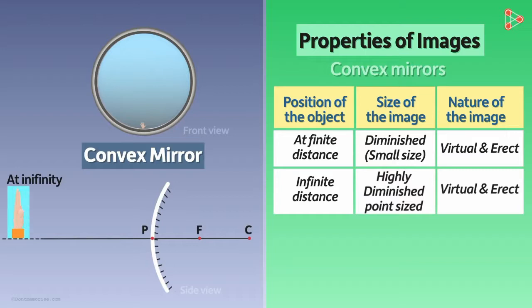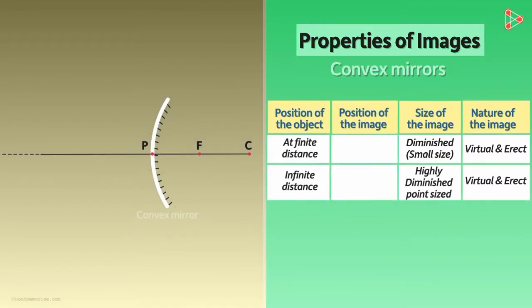Notice that even though the object is kept at infinity, the image is not at infinity. It is at a finite distance behind the mirror, even though the object is infinitely far away. In fact, this is the maximum distance at which image can be formed. Image in a convex mirror cannot be formed behind this point. We will now represent the image formed by a convex mirror using ray diagrams.